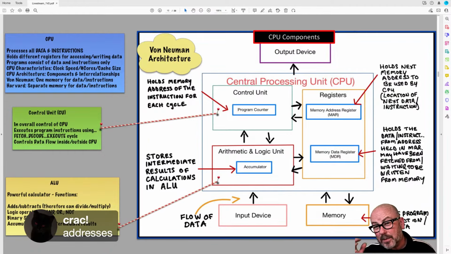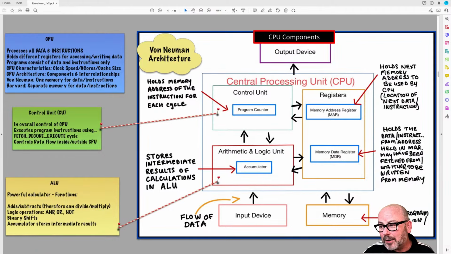So that's it. This idea of data and addresses is quite hard to get your head around, but when you think about it logically, the CPU needs to know where stuff is before it can do anything with it. So that's why you've got this differentiation between addresses and data. All right, we've got the ALU, we've talked about that and what it does.